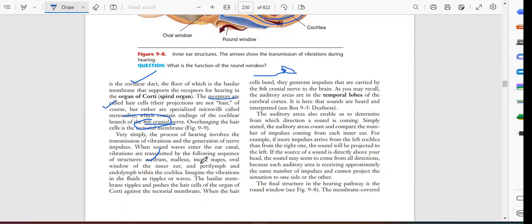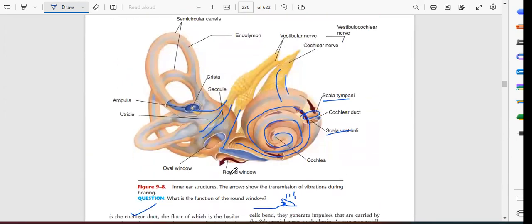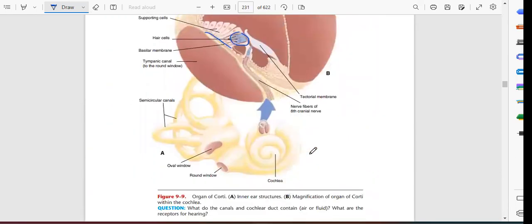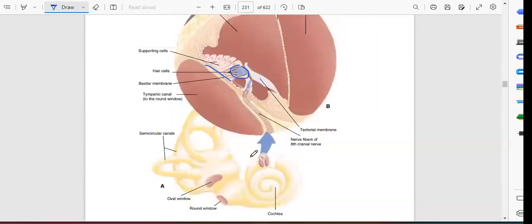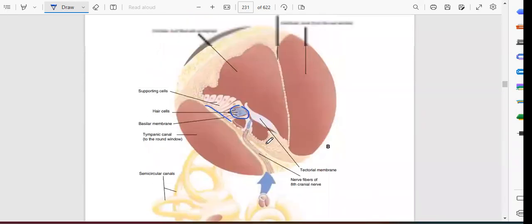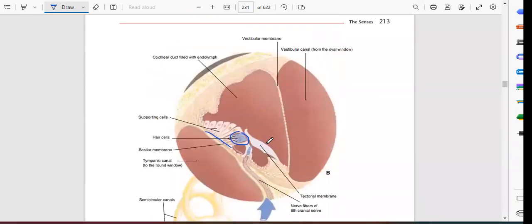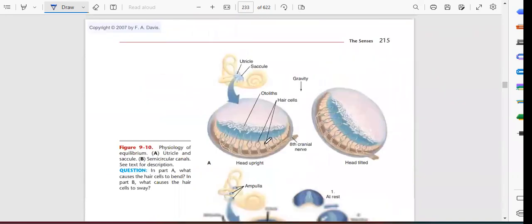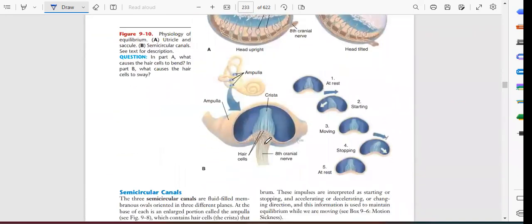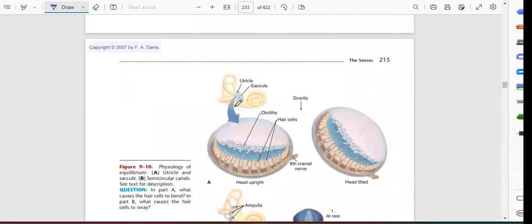Next, from that, malleus, incus, stapes, there are three bones connected to each other. Okay, small bones. Then the oval window of the inner ear and perilymph and endolymph within the cochlea. So this is the cochlea. So then it reaches the cochlea. Okay, in the cochlea, you can see that here we have a number of things connected to the cochlea. It is very detailed.